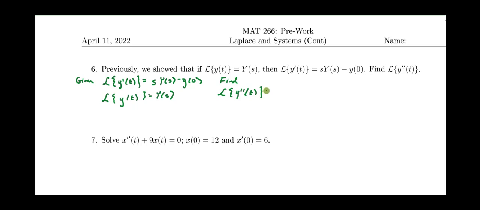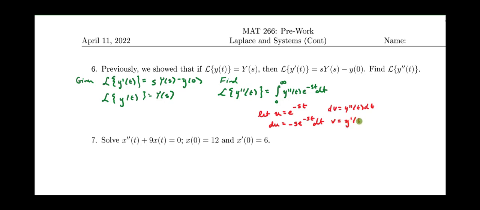Like always, when you're stuck, you should return to the definition. What was the definition of the Laplace transform? It was the integral from 0 to infinity of y double prime of t e to the minus st dt. And we're going to find this by doing integration by parts. Let's let u equal e to the minus st, which means that du would be minus s e to the minus st dt. Similarly, we'll let dv be y double prime of t dt, which means that v is equal to y prime of t.